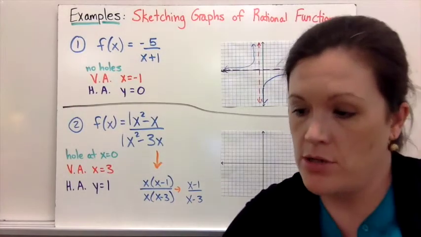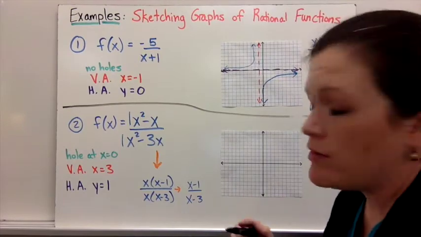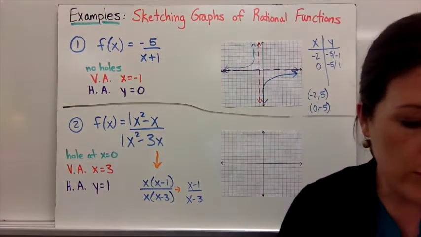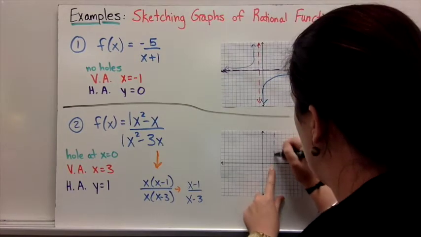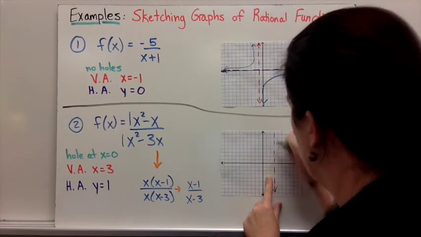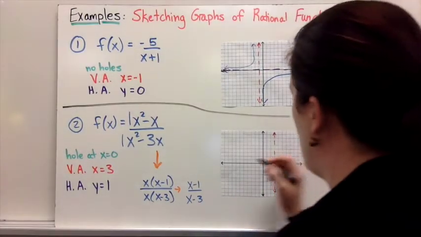So now let's sketch the graph. We're going to put the hole in our graph last. I'm going to graph the vertical asymptote at x equals 3. So an imaginary line at x equals 3. The horizontal was at y equals 1.